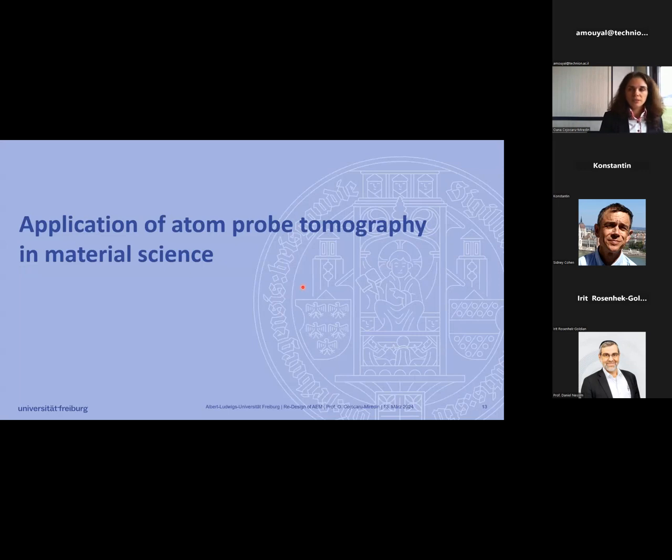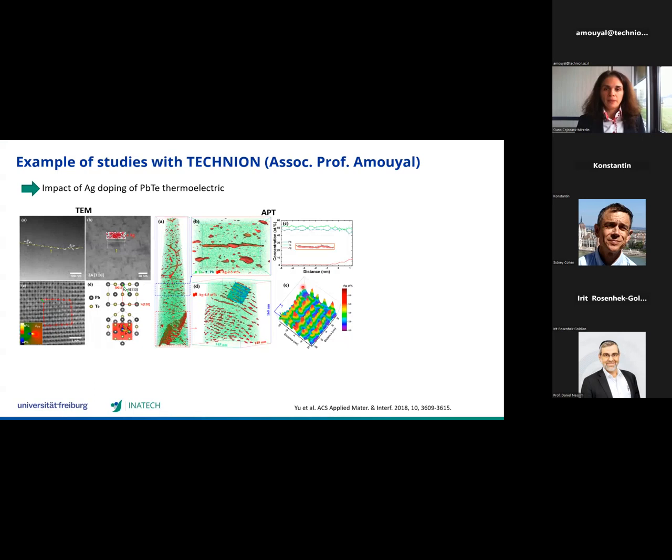Okay, so after this small introduction on atom probe tomography, I'm going to give you some examples of how atom probe tomography can be used in materials science. I'm starting with an example that we worked on with Yaron Amrial from Technion, in Israel.